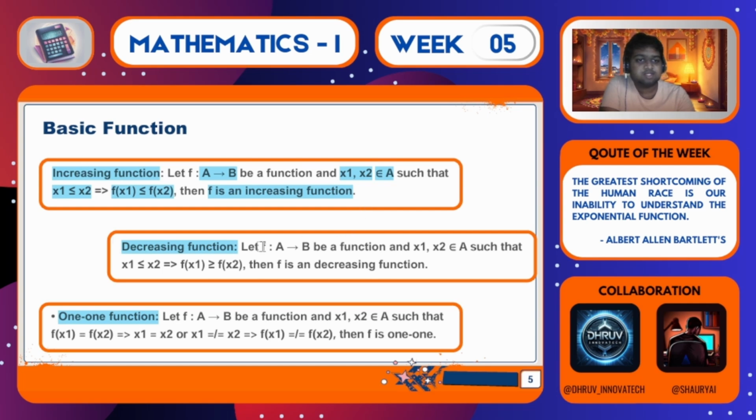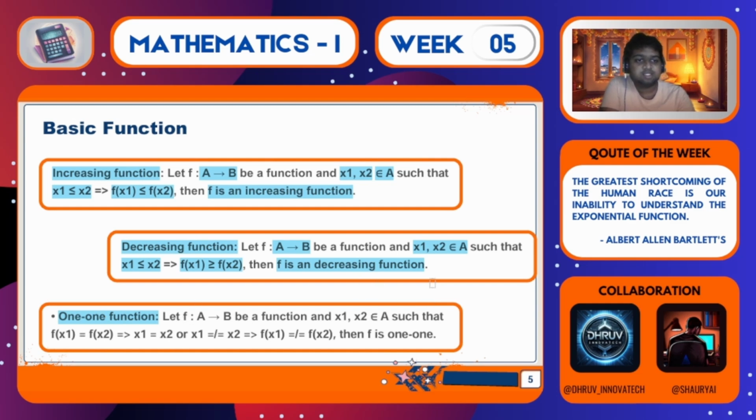Same for a decreasing function. Let's say the domain is A and the codomain is B, where A and B both belong to real numbers. x1 and x2 are 2 elements which belong to the domain. In this case also we take x1 less than x2. But as it's a decreasing function, the value of the function at x1 should be greater than the value of the function at x2. When this case is fulfilled, the function is a decreasing function. I will show you the graphs ahead.